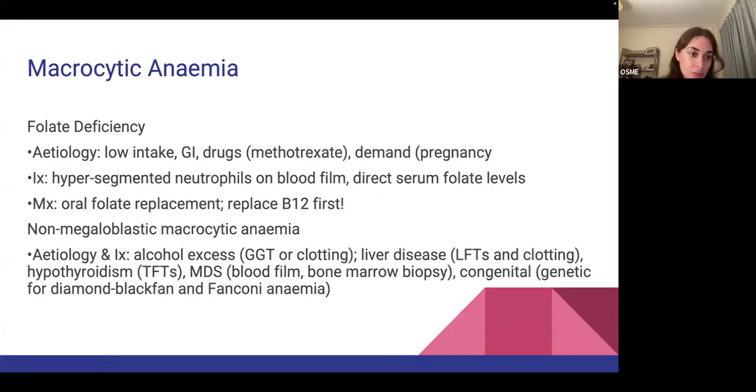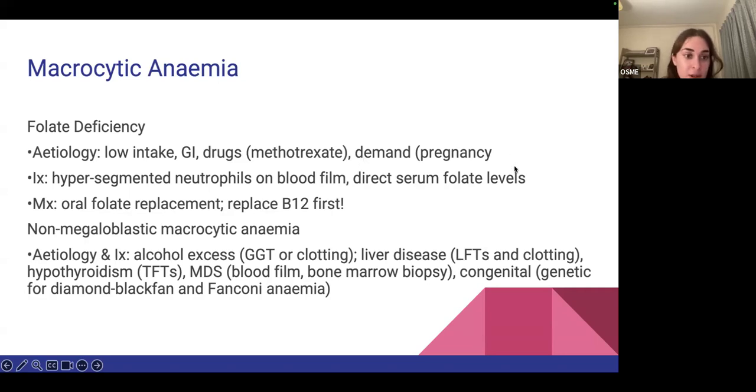So folate deficiency, the causes again are like iron deficiency, where it's either low intake, a gastrointestinal defect, so conditions that cause poor absorption or just interference with absorption. The other cause to think about is methotrexate. This is a medication that directly inhibits folate metabolism in the body, and it's used to treat rheumatoid arthritis. So if the question says they've got rheumatoid arthritis and they mention methotrexate, it might actually be this that's driving a folate deficiency. There might be increased demand.